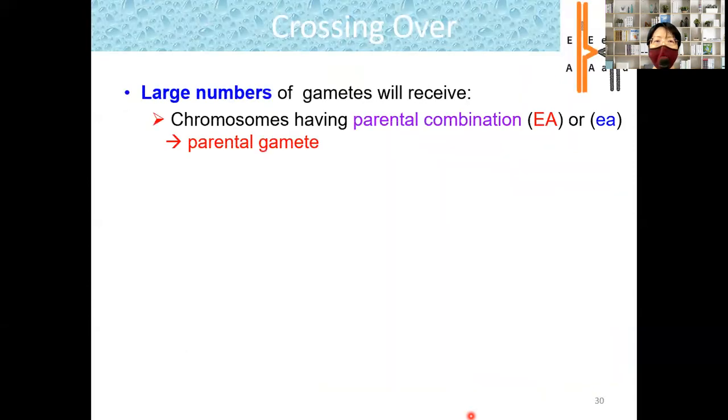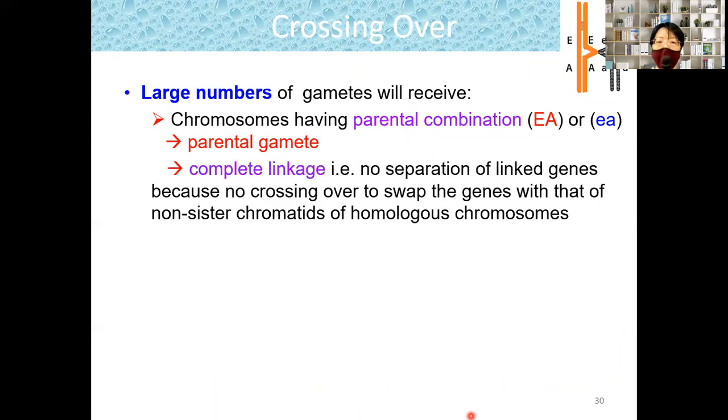So a large number of gametes will receive chromosomes having the original parental combination, which is big E, big A, or small e, small a. So they are the parental gametes. So there's complete linkage. That means big E and big A are linked together in the same chromosome and are passed down to the offspring together. Big E and big A are found in the same chromosome and passed down together. So this is called complete linkage. They do not separate. There is no separation of linked genes because no crossing over occurred to swap the genes between non-sister chromatids of homologous chromosomes.